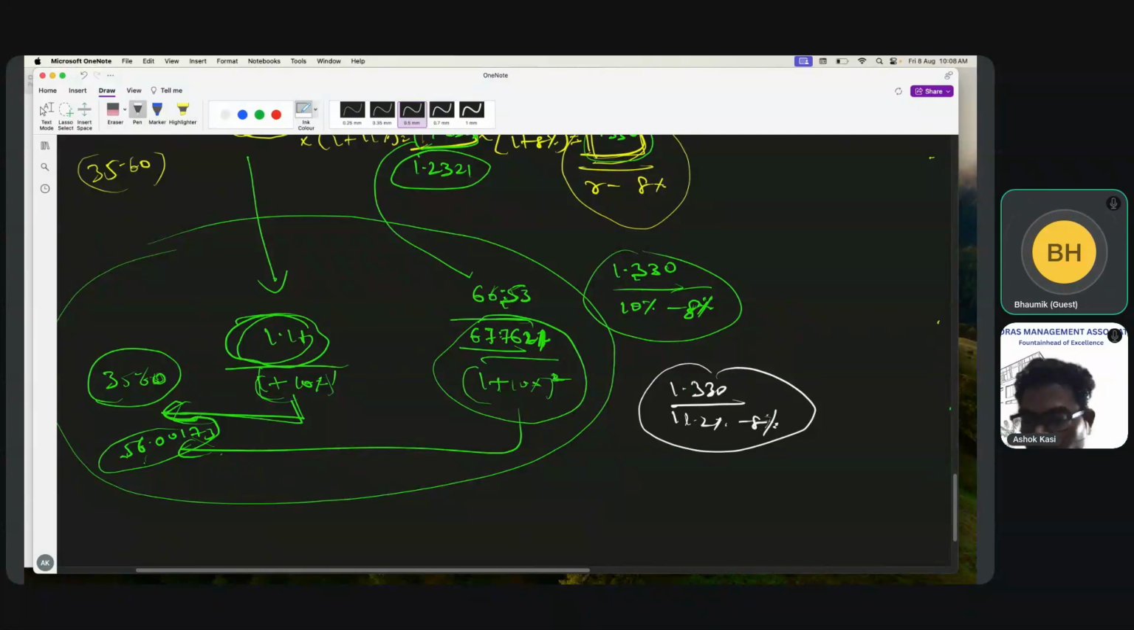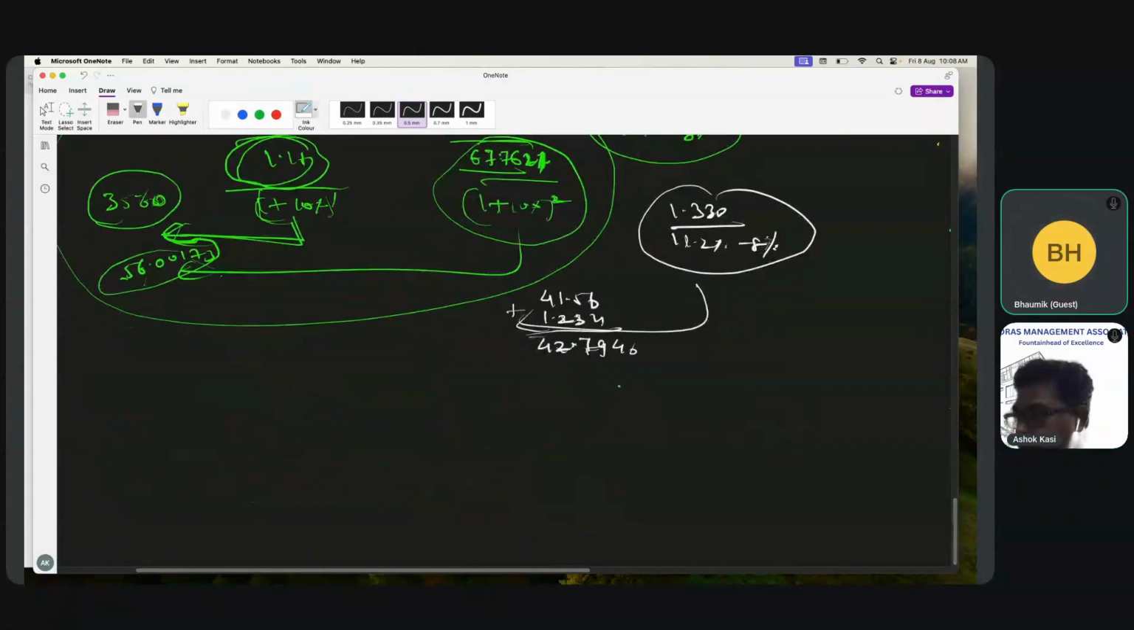Okay. 41.56. So it is 41.56 plus 1.2321, which is 42.7946.